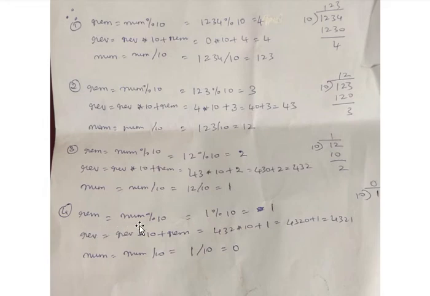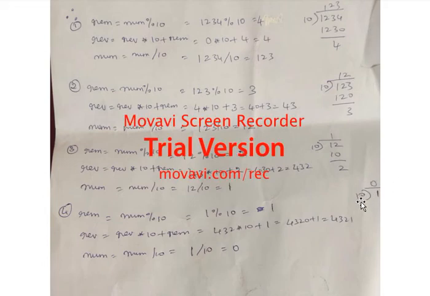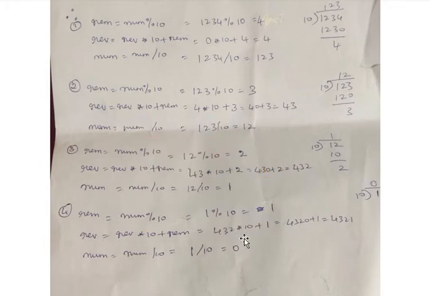Okay, what is the next step? Remainder is equal to number modulus 10. So number is 1 now, modulus 10. Whenever we do 1 modulus 10, we are going to get 1 only as remainder. It is not possible to divide, right? Then REV we are going to calculate. So previous REV is 432 into 10 we are going to do, plus remainder here is 1. So we will get 4321.